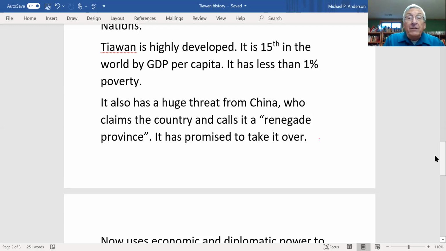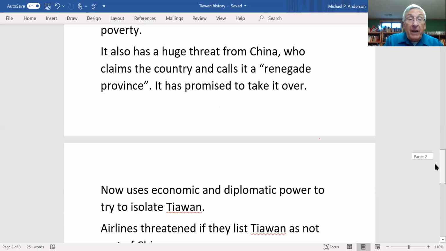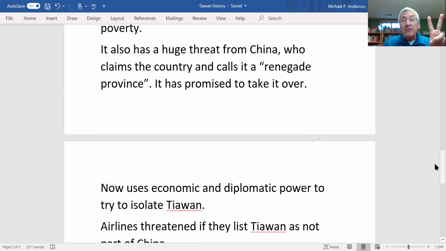So why don't they just come over and take them out militarily? Two things stop them from doing that. The first is the Strait of Taiwan. Hey, it's 100 miles wide at its narrowest. This is a pretty formidable barrier for the Red Chinese military to get across.